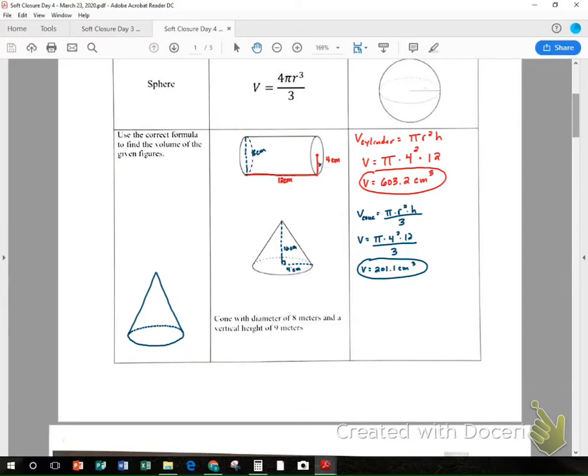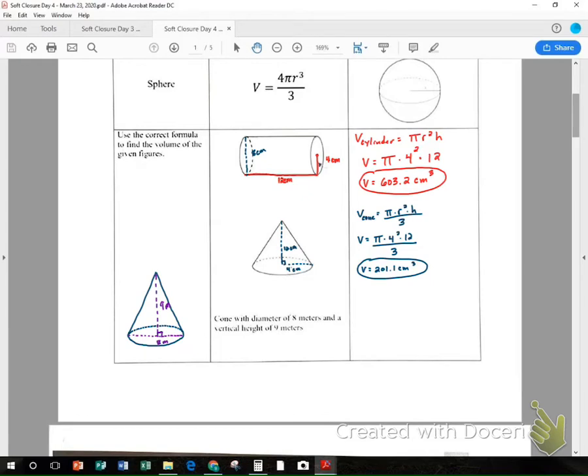Okay, so it says with a vertical height of 9 meters. Look, I'm changing colors. Vertical height of 9 meters. So from here down to the middle is 9 meters. And it says a diameter of 8. So from here to there, all the way across to the other side is 8 meters. Okay? Find the volume of that.